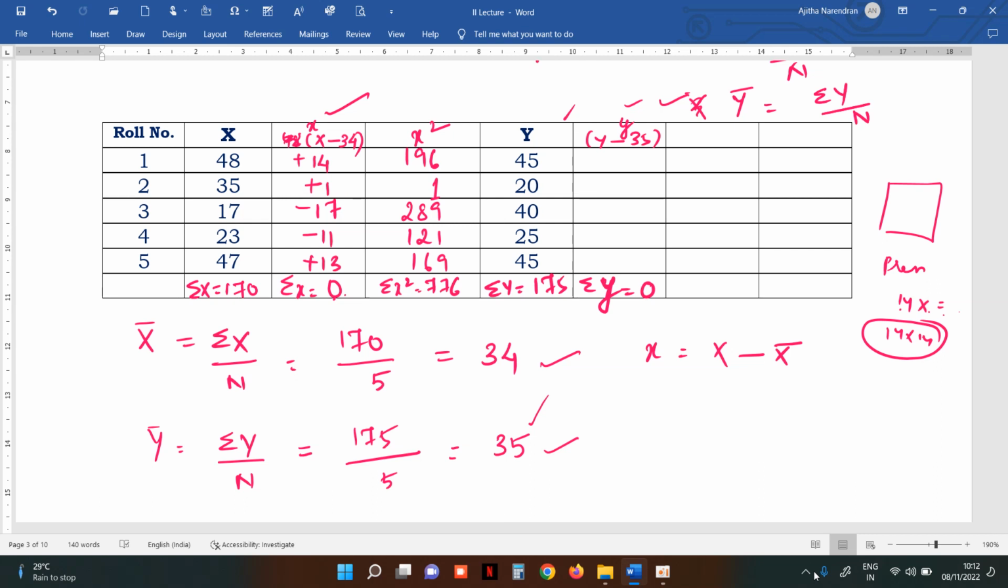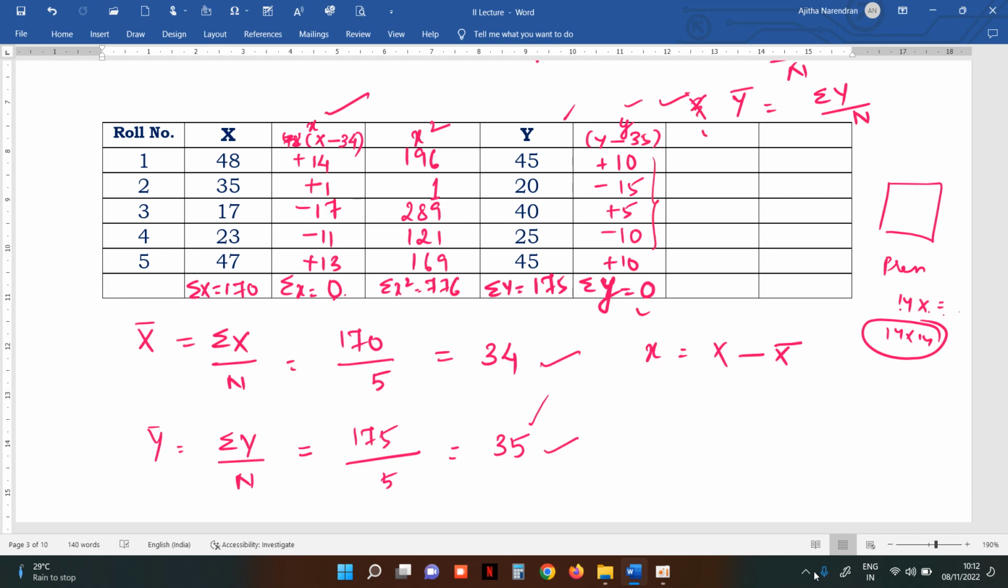Now find out the value of summation of y, which should be equal to 0. From these values, you have to deduct 35. 45 minus 35 is 10. It is plus 10. 20 minus 35, 20 is less, so minus 15. 40 minus 35 is plus 5. 25 minus 35 is minus 10. And this is your plus 10. When you total these values, it will be equal to 0.